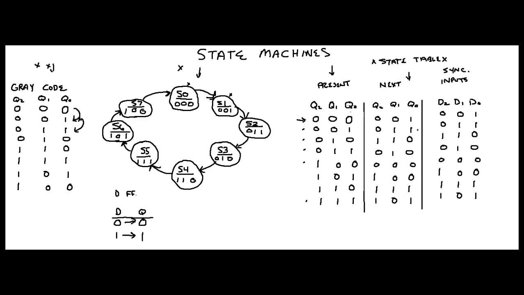So for each one of these, let's start at Q0. Q0, right here, we're going from a 0 for present state to a 1 for the next state. So you're going from a 0 to a 1, okay? So that means that your D value must be a 1 when you clock it, right? Because if you look here, okay, D has to be a 1 when you clock it for the Q to be 1.